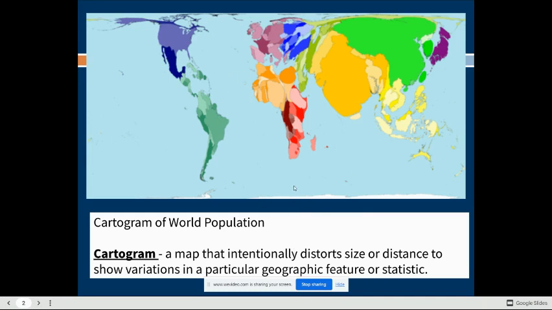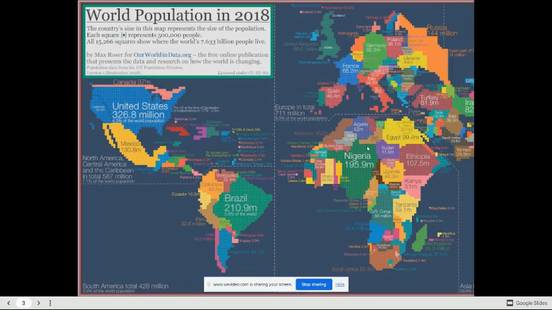A cartogram is a map that intentionally distorts the size or distance to something and shows variations of a particular geographic feature. So this cartogram is blowing up or shrinking down different countries based on the amount of people that they have. You can see that India and China are really, really large. You can see that Nigeria here in Africa is particularly large as well.